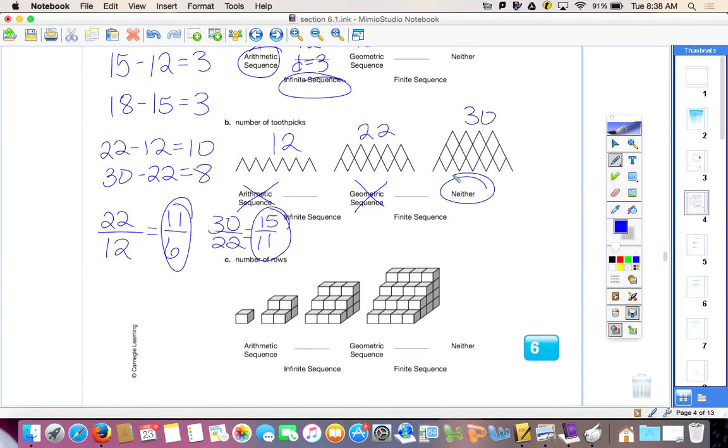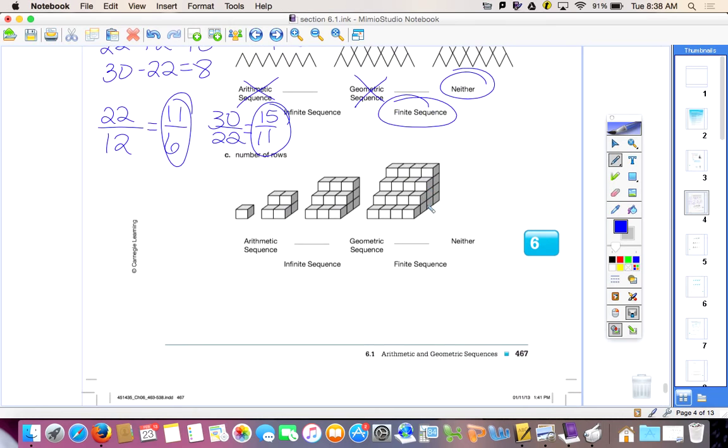Now, this is eventually going to end. So we would consider this a finite sequence. When it gets to the very top, you can't continue adding. So we would say it's finite.